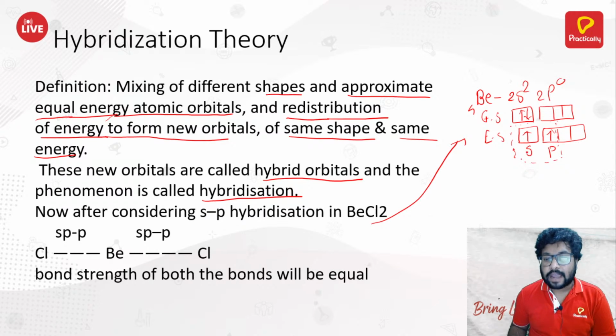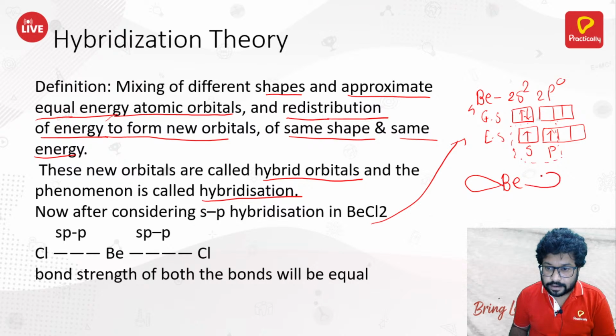Since we have combined two orbitals, one s and one p, you will get two hybrid orbitals called sp. So that means your beryllium will produce two sp orbitals. This is sp, this is also sp. You have one electron here, and one electron here.